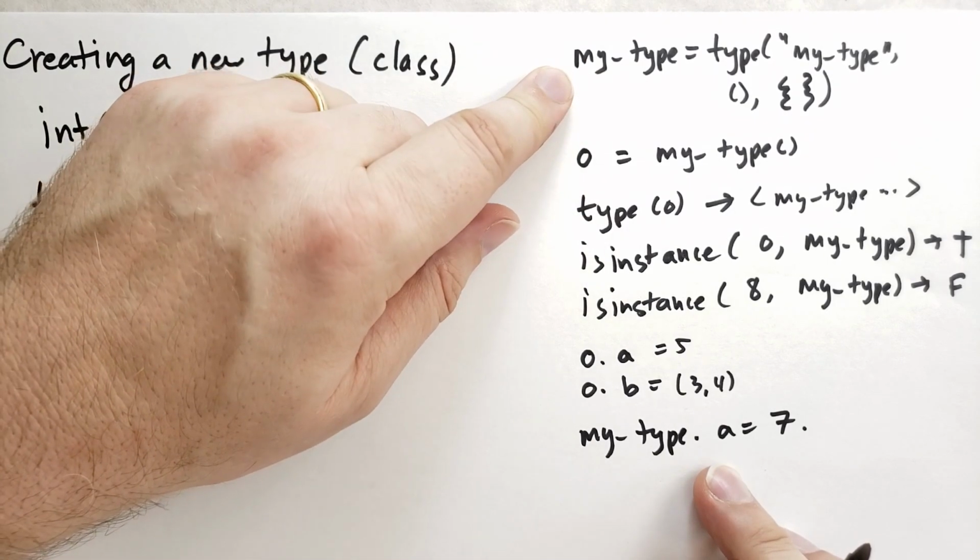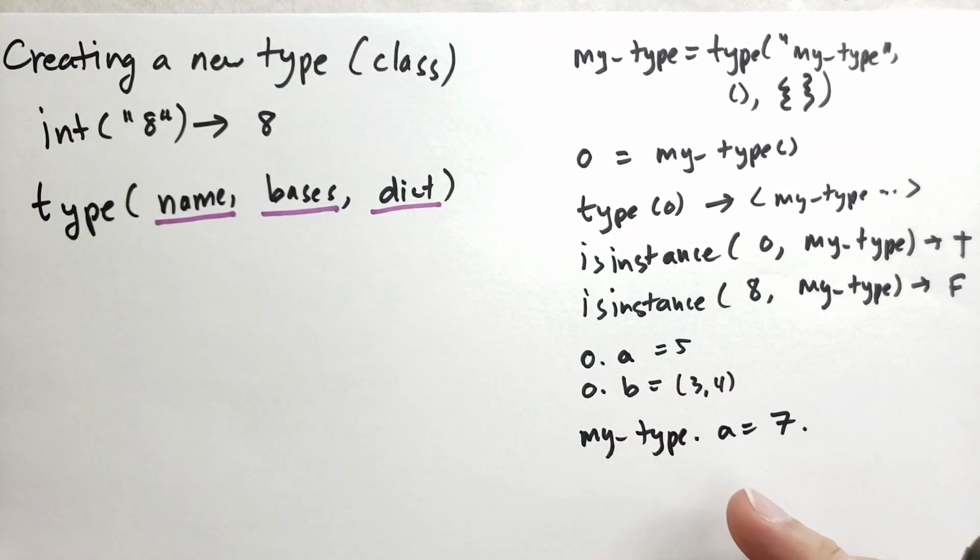Now, typically in Python, we'll call these classes. I find the type-class distinction kind of arbitrary. When we talk about classes, we generally refer to things that we use the class statement to create, so those are generally user-defined types. But the behavior of classes really isn't that different from the built-in types, so I find it a kind of useless distinction. From here on out, I'm going to call these classes, and the types will be the built-in types.